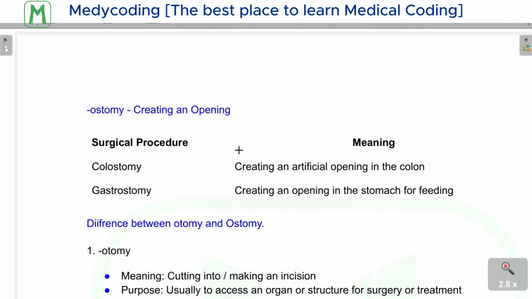Next suffix is ostomy, which means creating an opening. So colostomy, creating an opening in the colon to the abdominal wall for stool to pass. Gastrostomy is the surgical creation of an opening into the stomach for feeding or decompression.